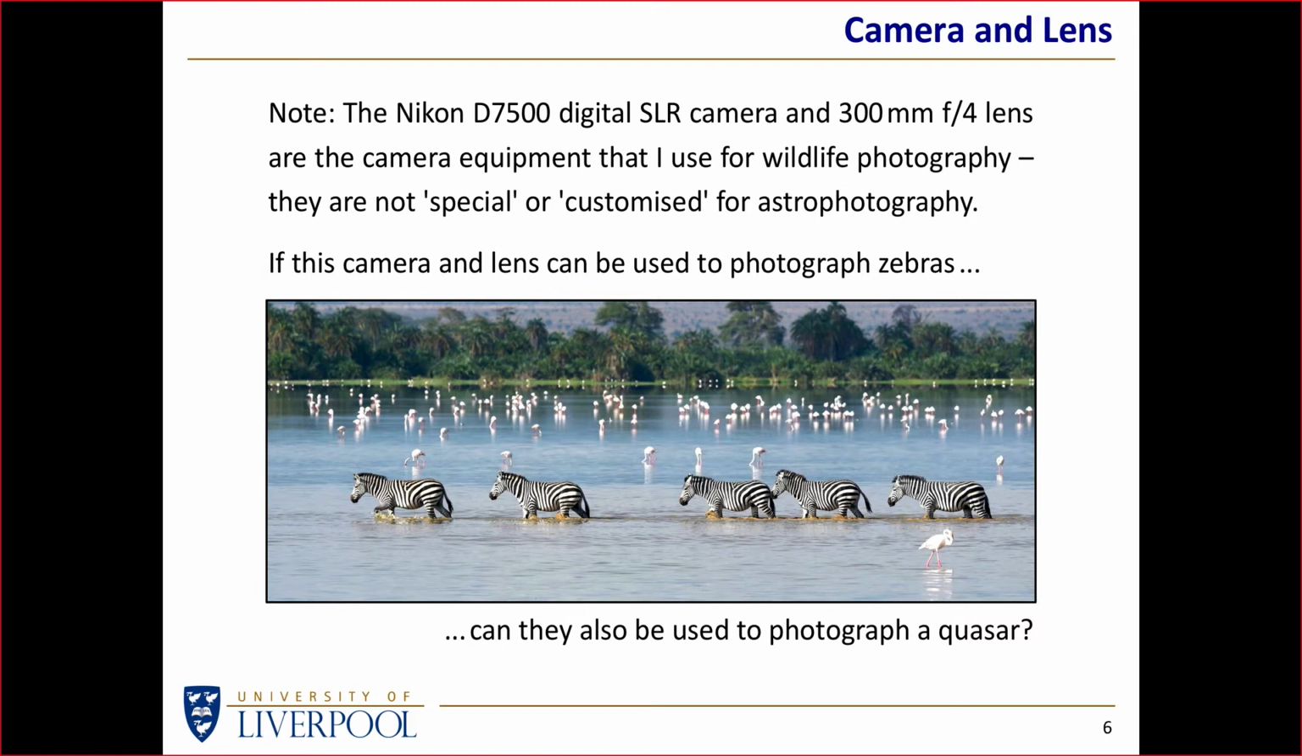So if a camera and lens have been designed explicitly to take pictures in daylight, okay, not necessarily zebras, but they are designed to take pictures under normal daylight conditions, can the same combination of camera and lens be used to photograph a quasar at the other side of the universe?